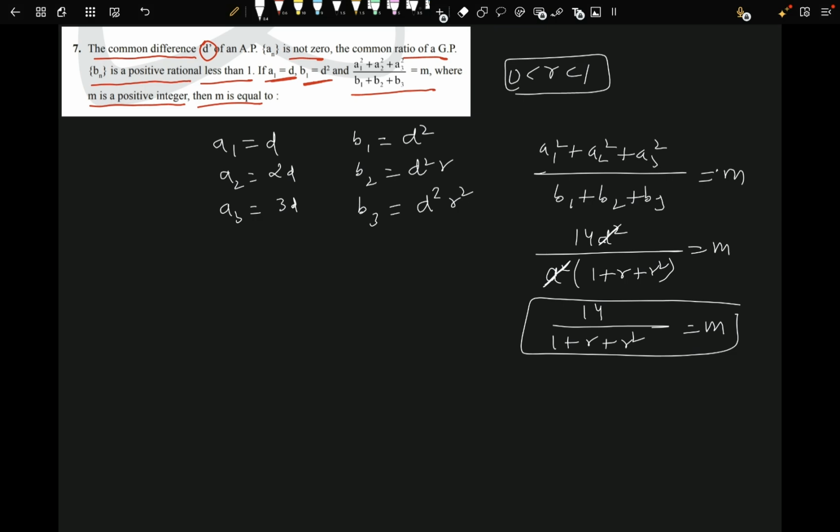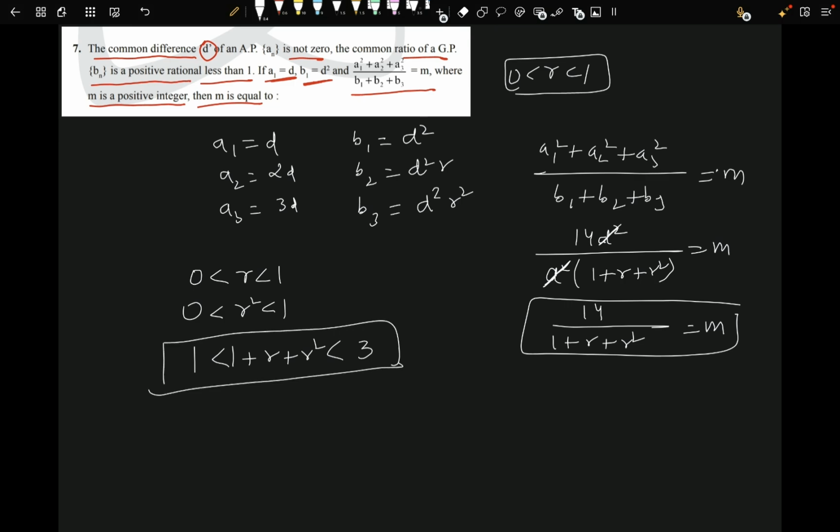Okay, so let's see what range the values of M can go through. R is between 0 and 1. So R square would be between 0 and 1. So 1 plus R square would be between 1 plus 1, 2 and 3 and 1 plus 0, 1. So this is its range. So M's range will be from 14/3 to 14, right?